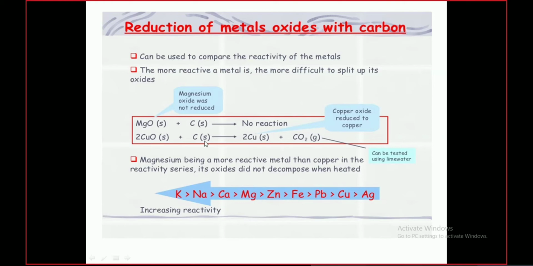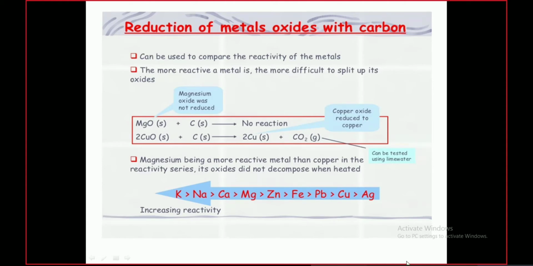But copper can be. So copper oxide reacting with carbon will give us copper and carbon dioxide. So copper oxide is reduced to copper. Magnesium being a more reactive metal than copper in the reactivity series, its oxide did not decompose when heating. So it cannot be extracted from its ore by reduction with carbon.